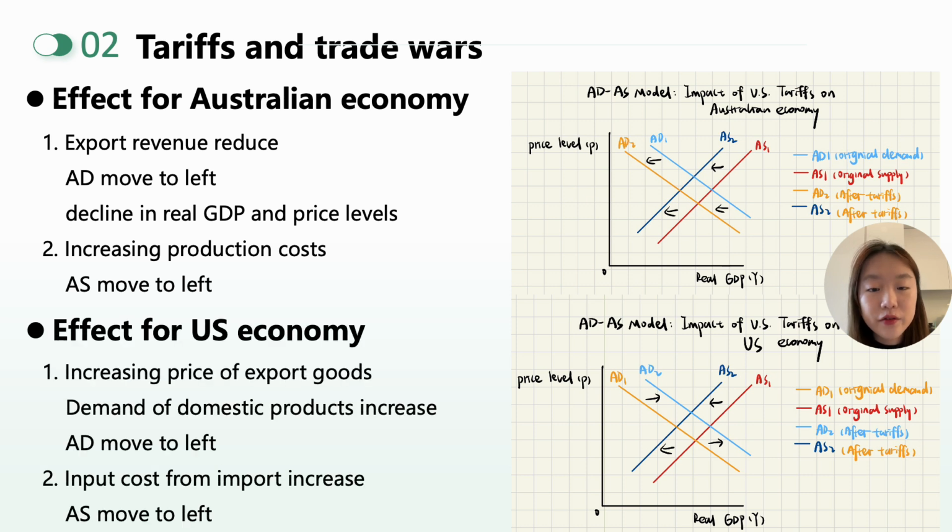From the perspective of the United States, the imposition of tariffs will directly increase the price of imported goods, which may cause consumers to turn to domestic products. This change may increase the demand for domestic products in the short term, making AD shift to the right. The import cost of companies in the US will increase, especially those companies that highly depend on foreign intermediate products, which will face higher production costs and make AS move to the left.